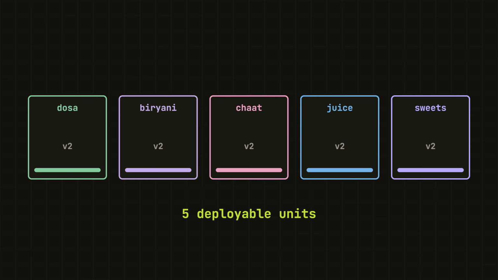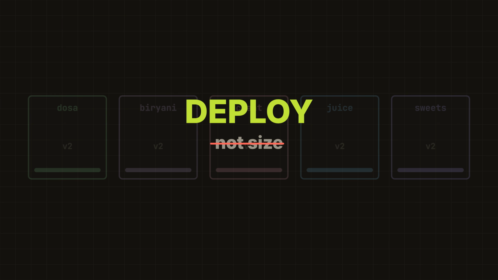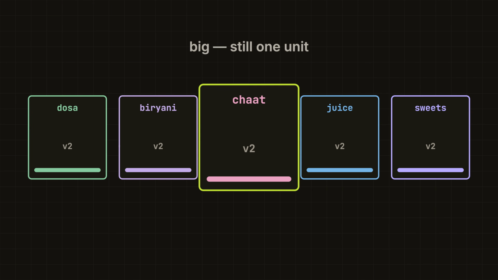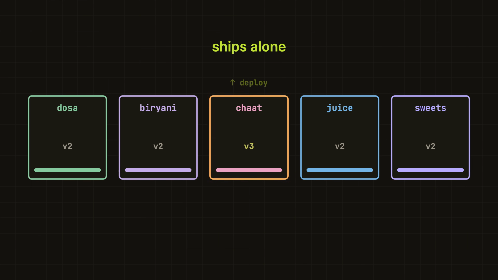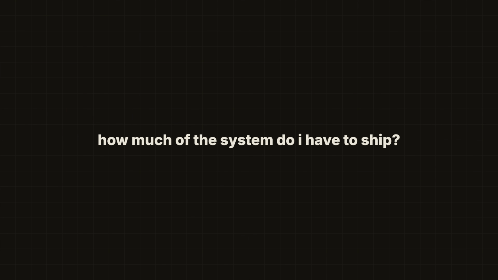And notice the word I keep using: deploy, not size, because the word micro makes people think it is about how many lines of code are in that thing, right? It is not. A microservice can be quite a large one. What makes it a microservice is that we can build it, test it, and release it on its own without touching anything else. So, the real question in this whole debate is: when I want to change one thing, how much of the system do I have to ship?